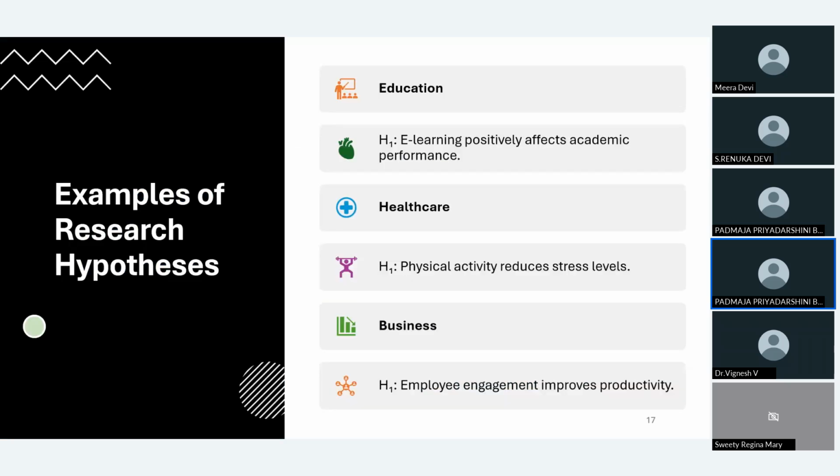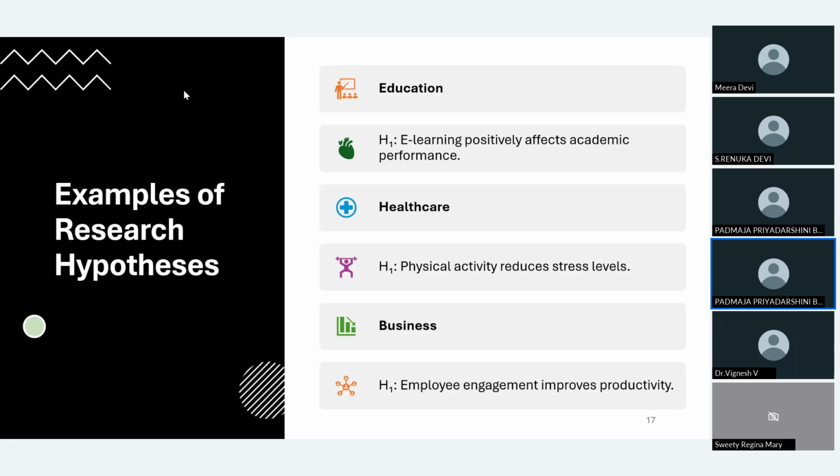Some examples of research hypotheses. From an education perspective: e-learning positively affects academic performance. This can be one interesting research hypothesis, especially in the modern era after COVID. We emphasize e-learning. It is easy for everybody, and we got adapted to e-learning.